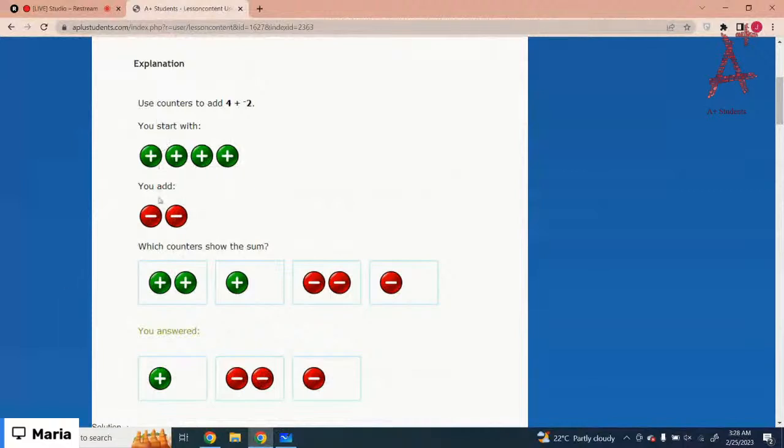Like you have 4 of the positive counters and 2 of the negative counters. So these two negative counters cancel out two positive counters. So you are left with just two positive counters. So the correct option is positive 2. Got it?